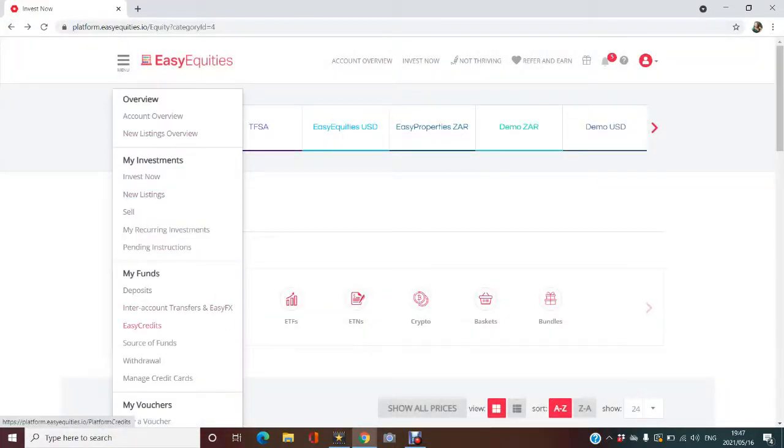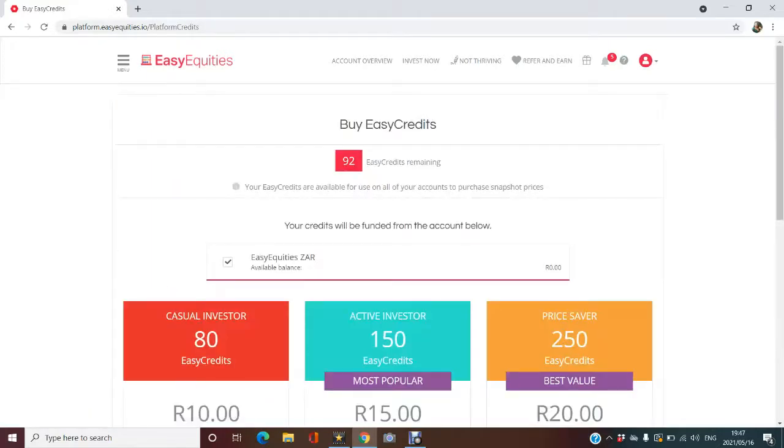Another interesting feature that I like is actually Easy Credit. So Easy Credit, you purchase for maybe 10 Rand or 15 Rand or 20 Rand. So you choose a price and you have them. So this account already has 92 credits. So it means they purchased Easy Credits. What Easy Credits does is that the prices on EasyEquities are delayed by 15 minutes. So you can see something is priced at 10 Rand, you buy it, and in the next minute it has gone up by 1 Rand. So you're now buying it at 11 Rand.